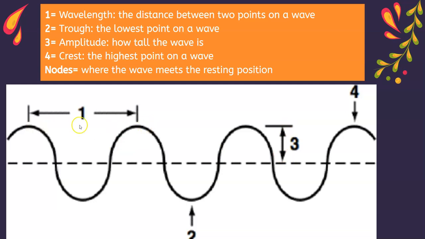So wavelength is from the top of one wave, for example, to the top of the next. And then amplitude is how high up and down it is going. So you'll see that labeled here from the top of the wave to the resting point, or from the bottom to the resting point.